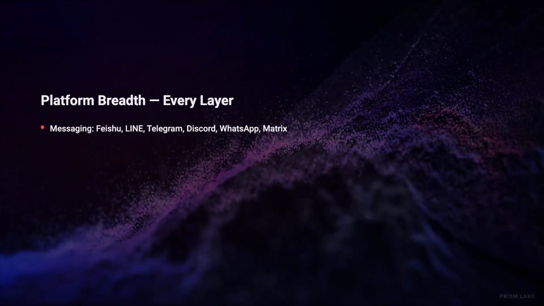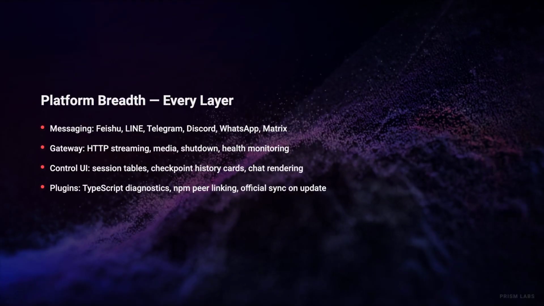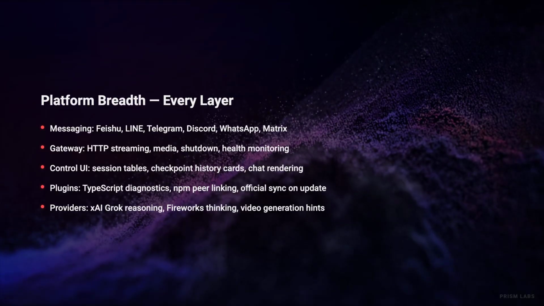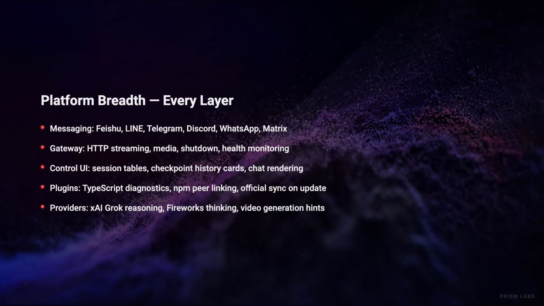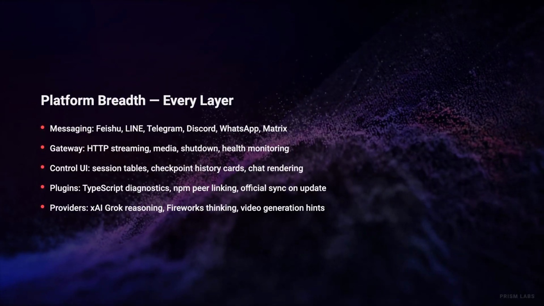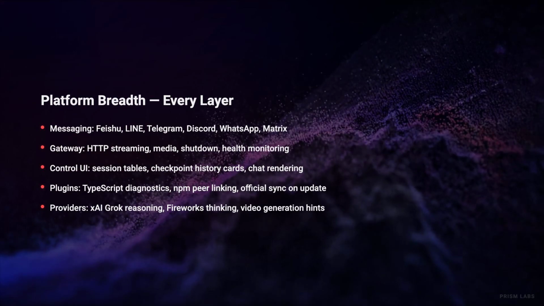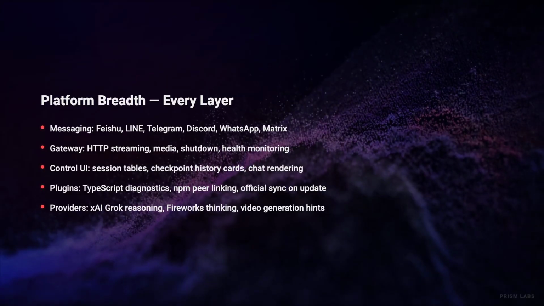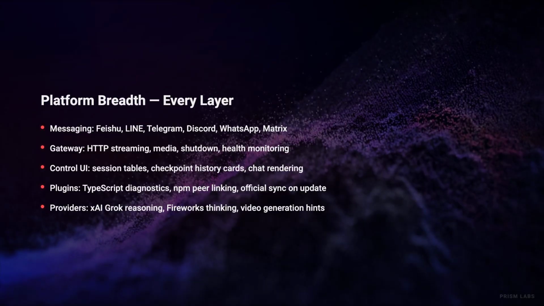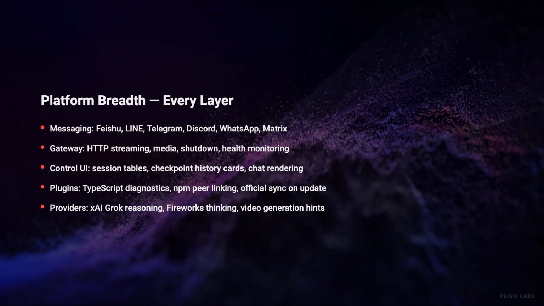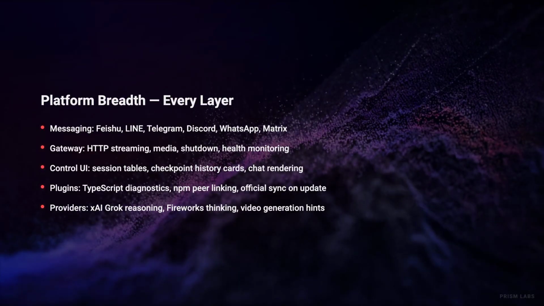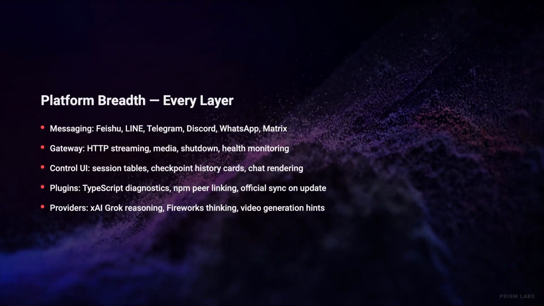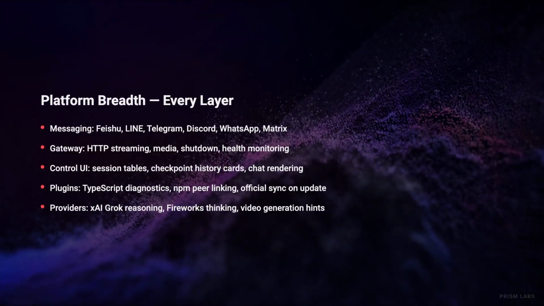What's striking about this release isn't any single fix, it's the breadth. The release notes touch every major messaging platform OpenClaw supports. Faishu and Line on the Asian market side. Discord, Telegram, WhatsApp, and Matrix on the federated and consumer side. Gateway internals, HTTP streaming, media handling, shutdown procedures, health monitoring. The Control UI side gets session table enhancements and checkpoint history cards, plus chat rendering performance work that benefits anyone with long-running sessions. The plugin runtime gets TypeScript diagnostics messaging fixes, NPM peer linking improvements, and official plugin sync during updates so installs don't drift.